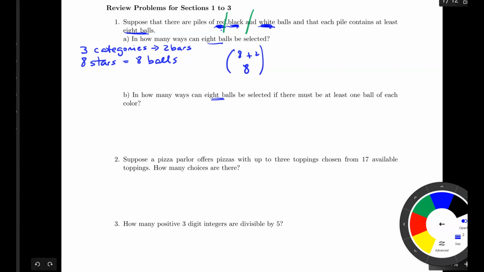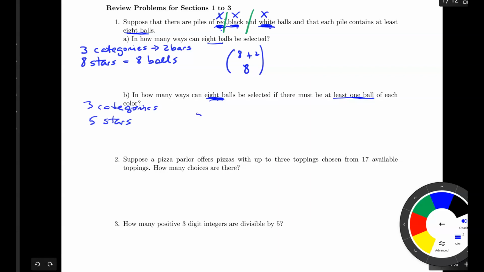Now I'm going to choose 8 balls, but with the criterion of at least 1 ball of each color. So I'm not really picking 8. I don't really freely get to choose 8. I have to put 1 ball in each of the categories: 1 in the red, 1 in the black, and 1 in the white. So out of the 8, I've already put 3 down, so I only have 5 stars or balls left to pick, right? So 5 stars left, and there's still 3 categories.